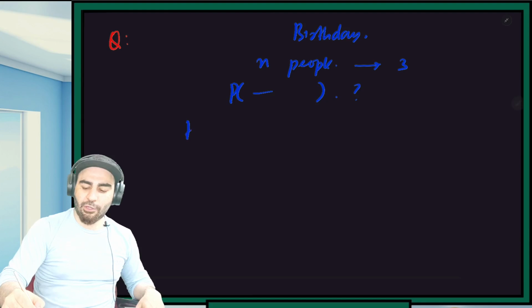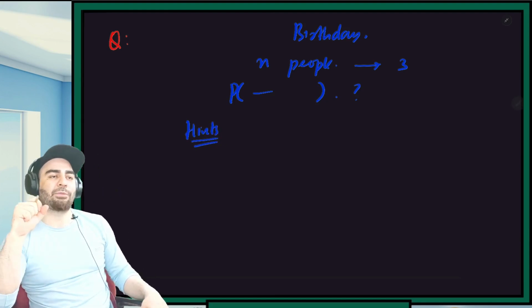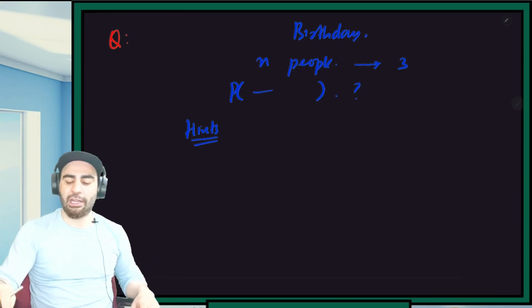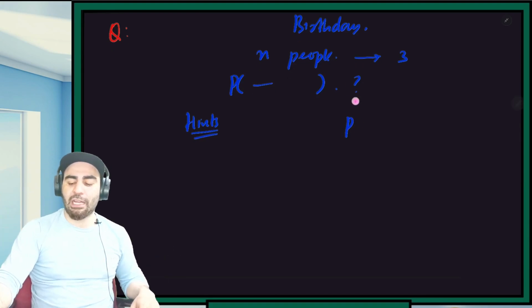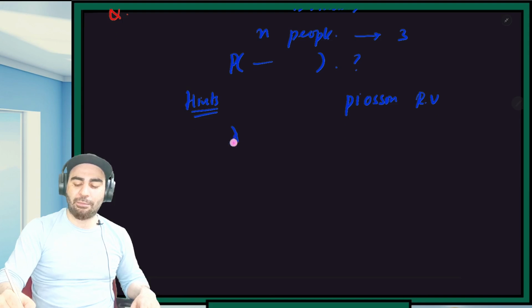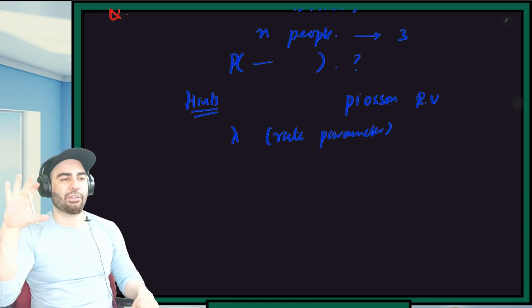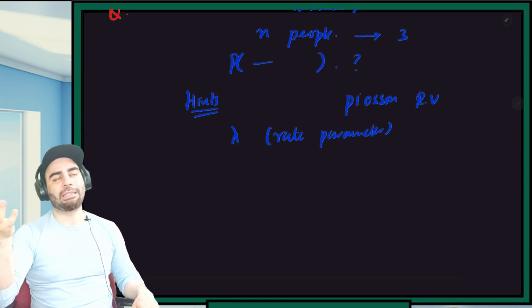I'll give hints of this solution, and then at your leisure you will try to solve it without seeing the internet. The hint is, first you should justify that you can approximate this by using Poisson's distribution, a Poisson random variable. You should justify that. Now you know that there is only one parameter, lambda, the rate parameter. This rate parameter you have to compute, and then you can just plug the values into the equation of the Poisson random variable, and then you can come to the solution.